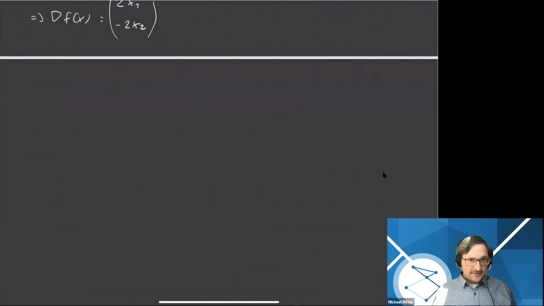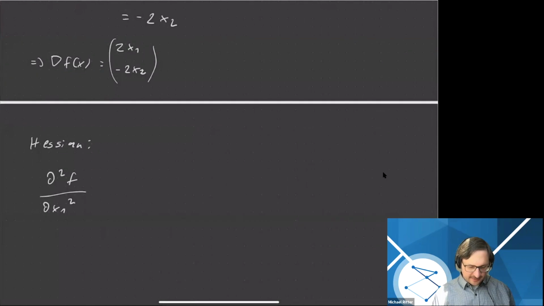Next up is the Hessian, so we want to compute that as well. And that means we just need the second partial derivatives as well. So let's compute d squared f dx1 squared. That means we're just taking this result here, that was the derivative with respect to x1, and we take the derivative with respect to x1 once more. What we get is 2. I'm sorry, of x, that is 2.